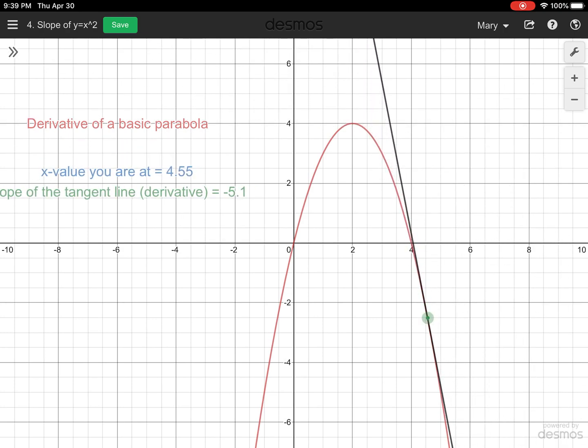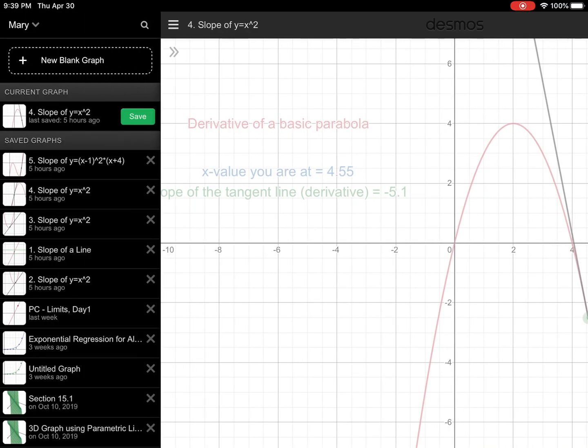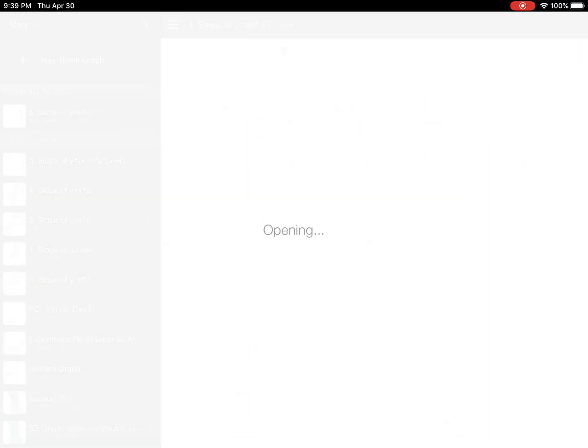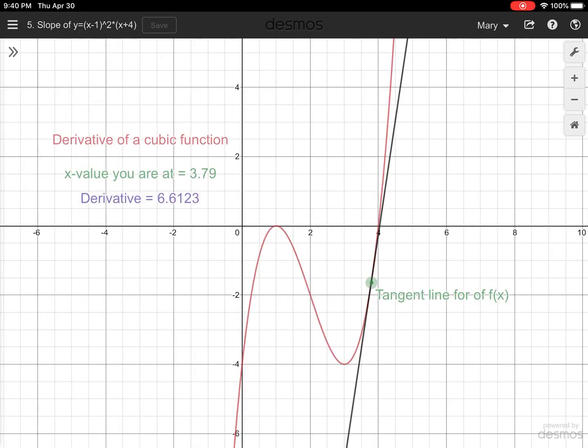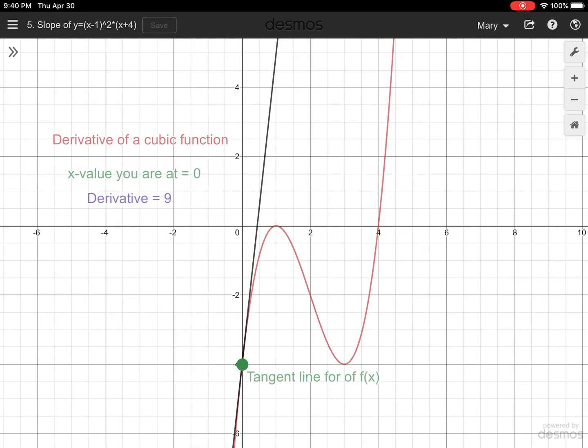All right, and the last one right here. So the last one, you're not going to have anything like this on your homework, but I just wanted to show you because it's just a more interesting graph. All right, so this one's a cubic function. So let me move it back over here to the left.